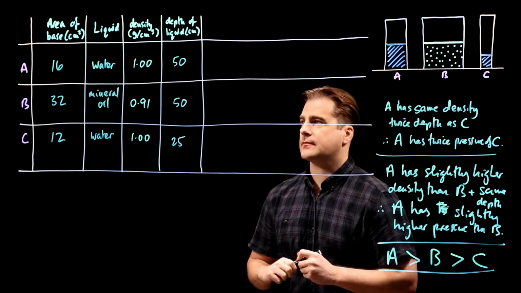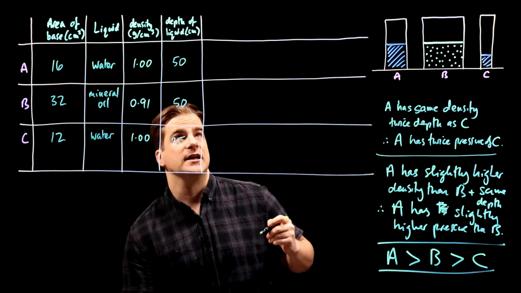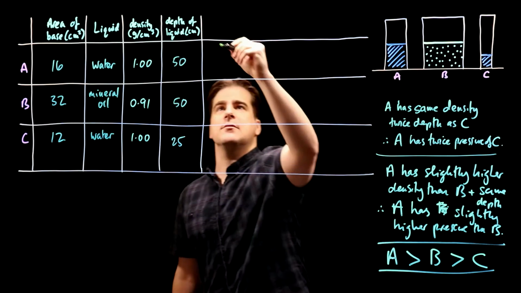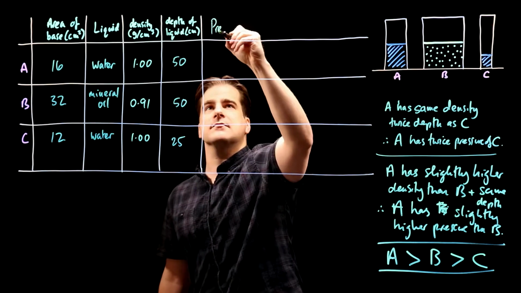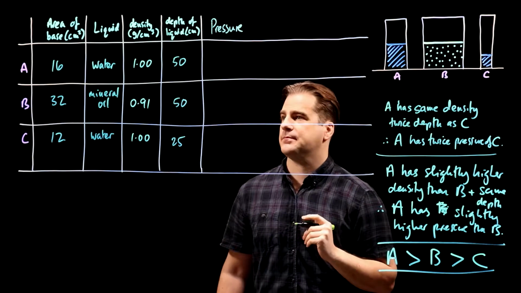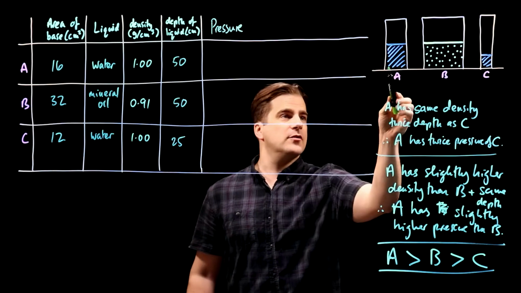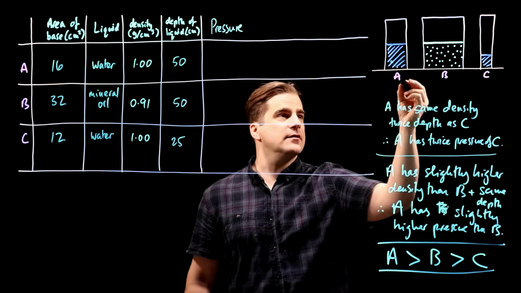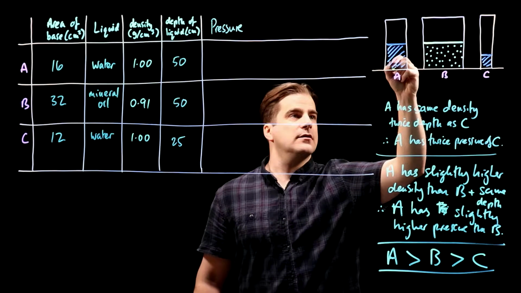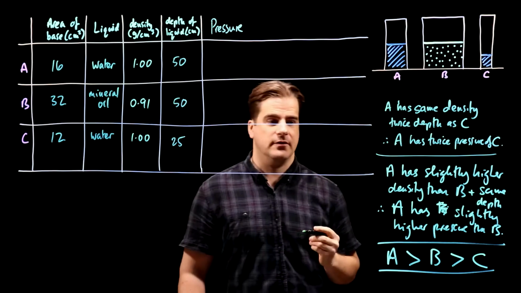So, we are aiming for pressure. We've been given the area, the liquid, the density, the depth. We want to know what the pressure is. So let's introduce a column for that, okay? Now, pressure at the bottom of these containers is the force or the weight of the material divided by the area at the bottom, okay? We've been given the area.